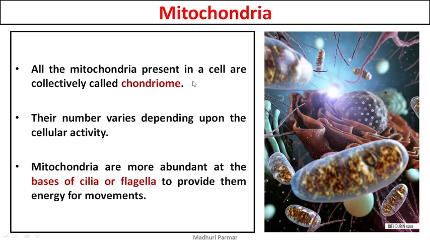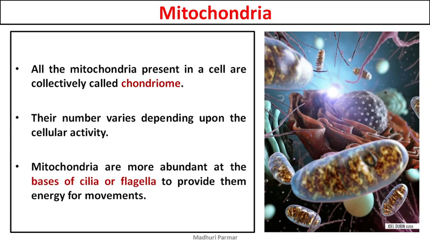All the mitochondria present in a cell are collectively called chondriome. This fact is not actually very much required for your NEET, but you never know where the question may come from. So for your information, all the mitochondria of a cell together are called chondriome. From the name itself, even if you do not remember, you can make out that chondriome has to be related to mitochondria.